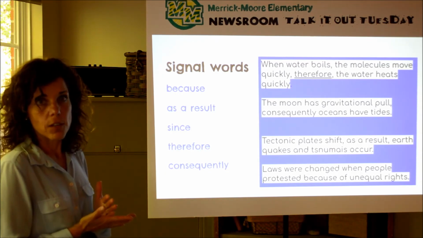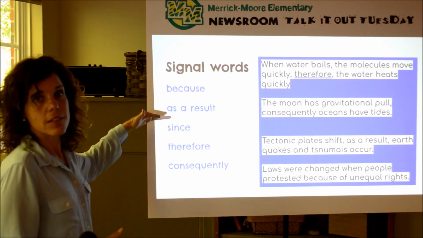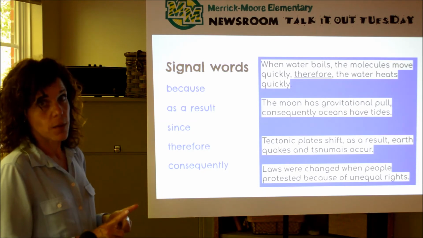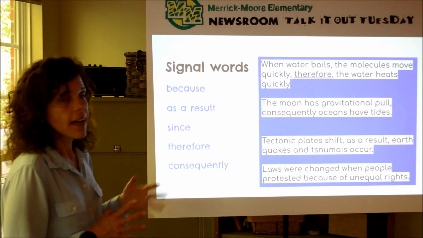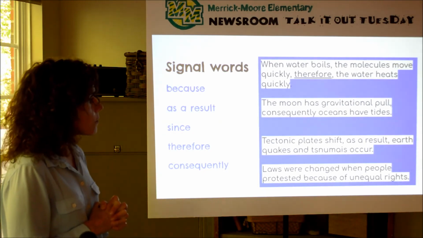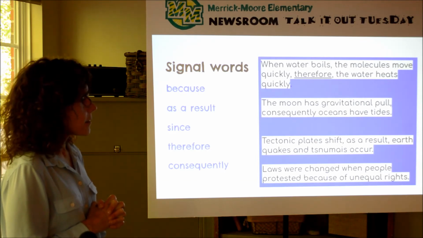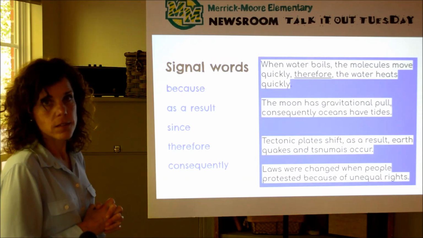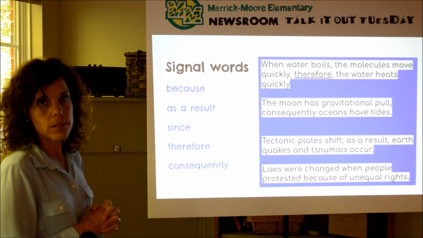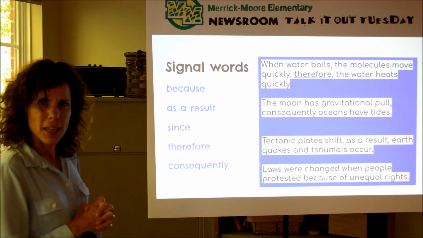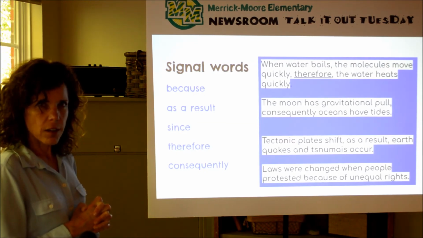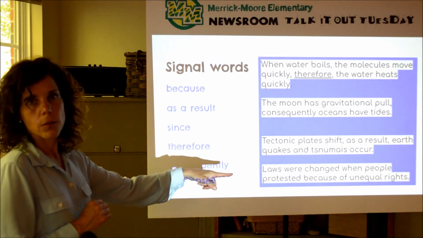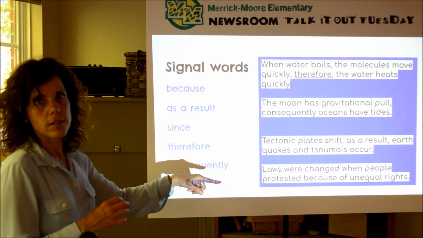And sometimes in our reading, again, the writer will give us these signal words. Other times they won't. Our last example. Laws were changed when people protested because of unequal rights. So what made people protest and change the laws? There were unequal rights. How did those laws get changed?